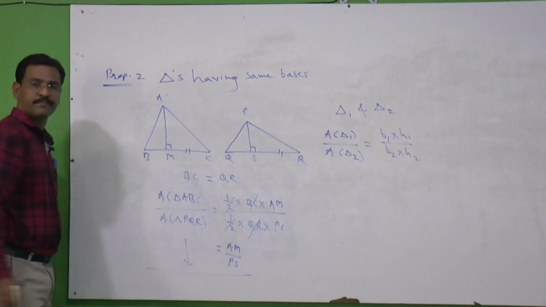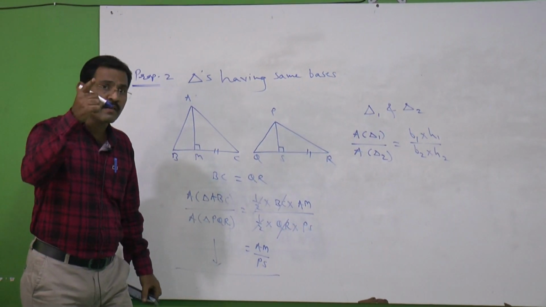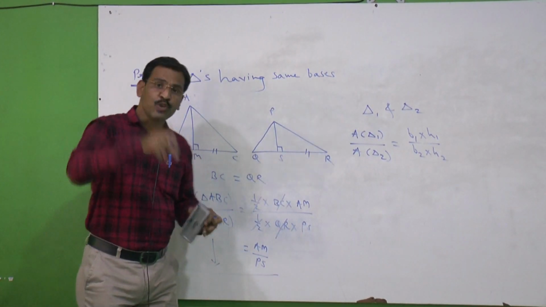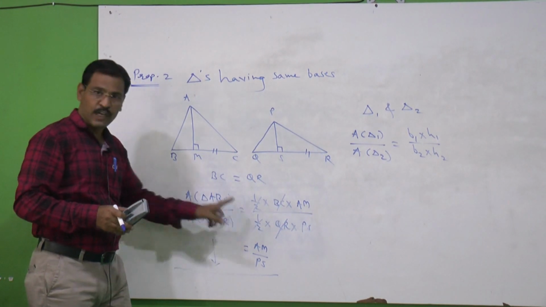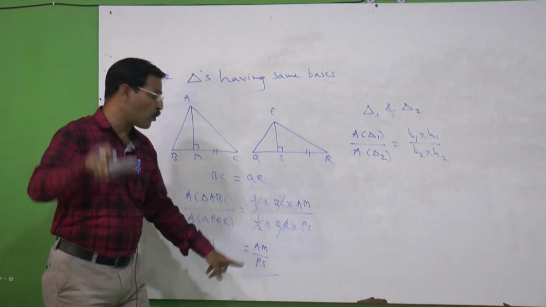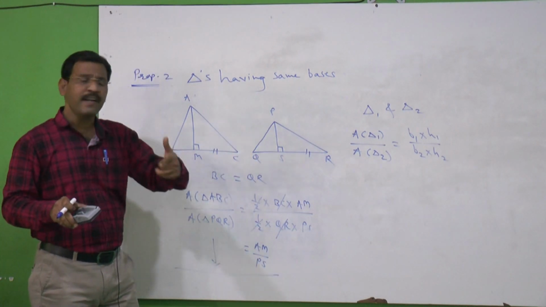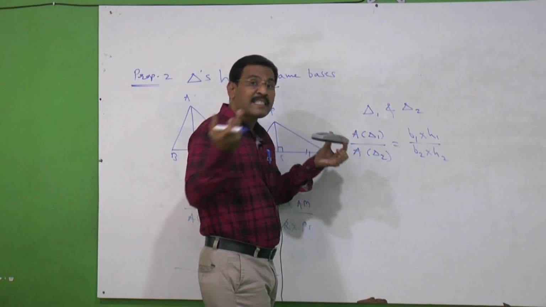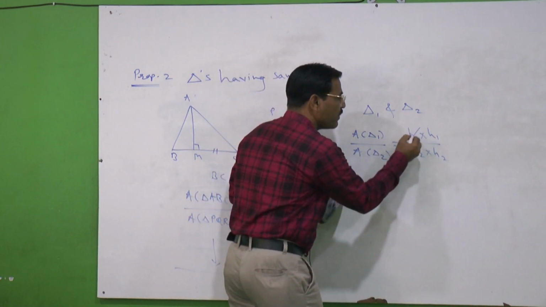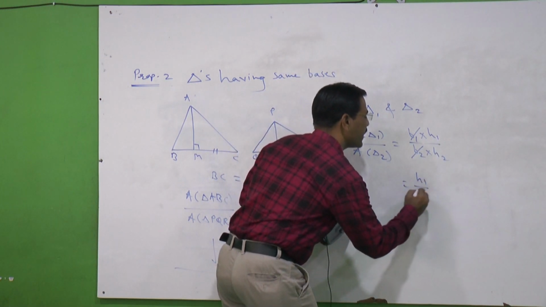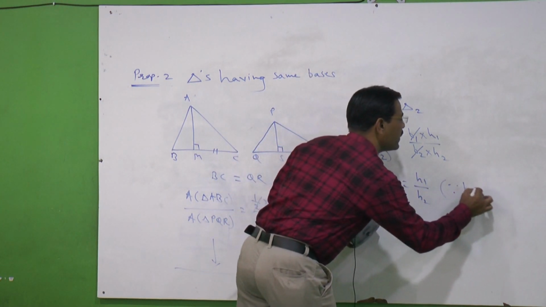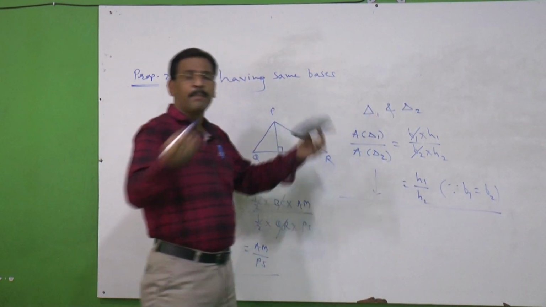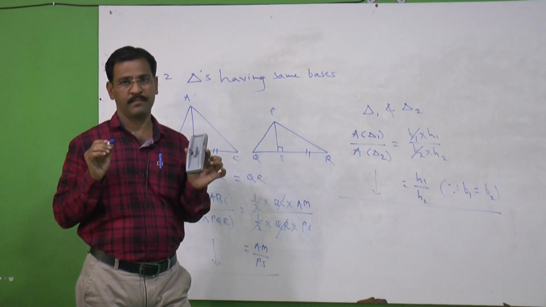What can you write here? Whenever two triangles have the same bases, the ratio of their areas is equal to the ratio of their corresponding heights. So we can write it in the general form also. For the two triangles, triangle 1 and triangle 2, having the same bases, B1 and B2 get cancelled. So we get H1 and H2. When B1 and B2 are the same, they depend upon their corresponding heights. Okay, friends?